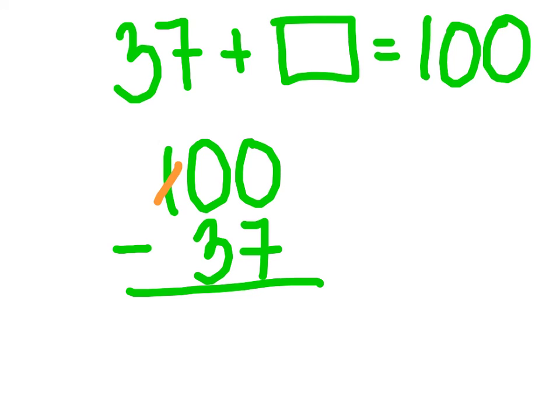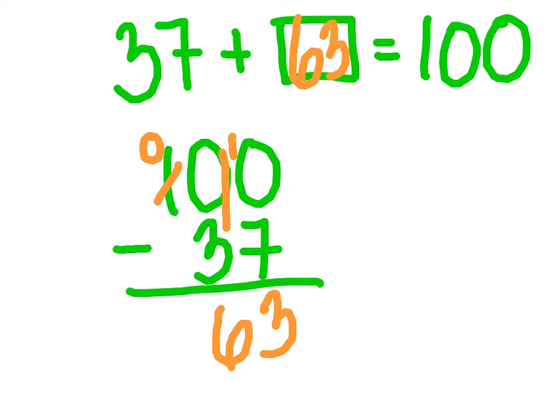Cross out the 1, make it a 0. This a 9 and this a 10. 10 take away 7 is going to be 3. 9 take away 3 is going to be 6. So my answer is going to be 63.